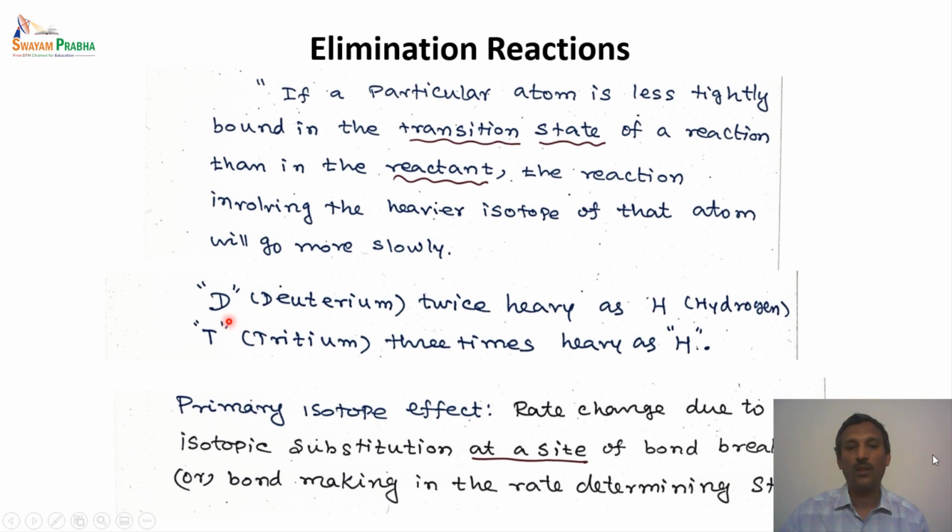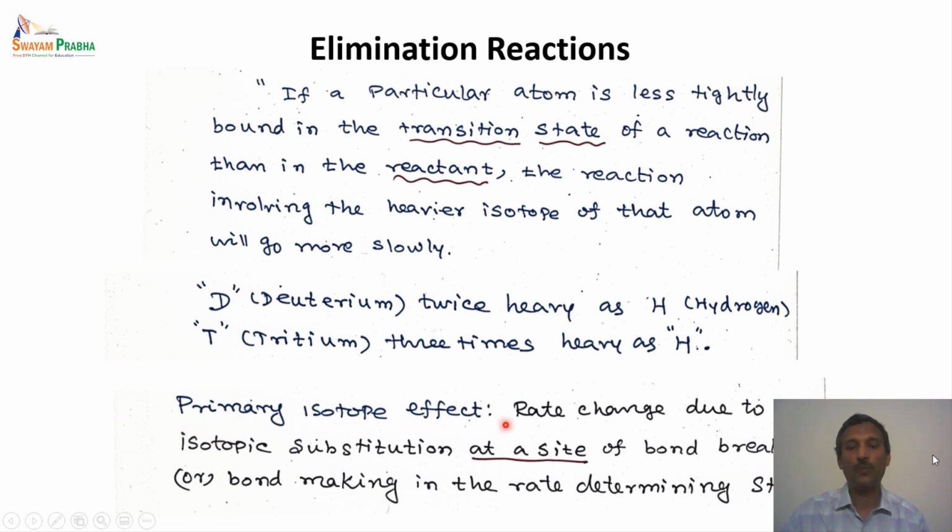If the carbon-hydrogen bond is broken in the transition state, then replacing hydrogen with deuterium will definitely affect the rate of the reaction. That is what is called isotope effect. Here, as I mentioned, deuterium is twice as heavy as hydrogen, and tritium is 3 times as heavy as hydrogen. We have two things called primary and secondary isotope effect.